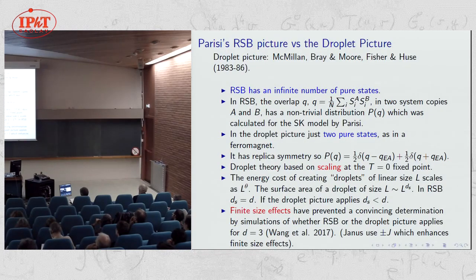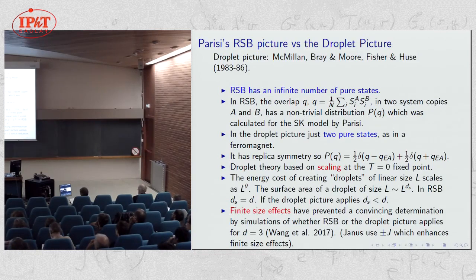Whereas in the droplet picture, ds is less than d. And so you get an interface which doesn't fill the whole of space. And the curse of the spin glass problem is that finite size effects have prevented a convincing determination by simulations of whether RSB or the droplet picture applies. And there's a very nice recent paper by Wang et al., who went through a whole list of problems which people have studied using simulations, showing that you can fit the data quite well, or equally well, within statistical criteria to both scenarios. So it's very disappointing, because it suggests that numerical work will not be able, in the near future anyway, to resolve the difference between these two theories.